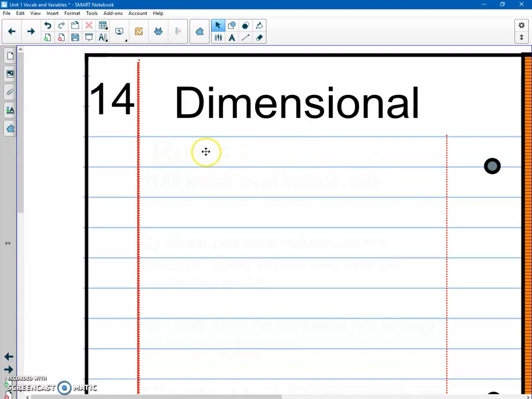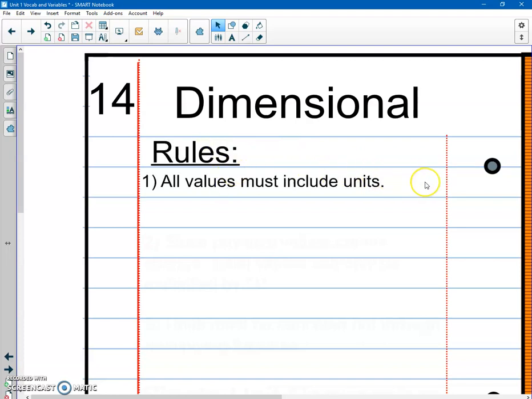So we've got 3 rules regarding dimensional analysis. Rule number 1, all values must include units. Just a reminder, if you're not sure what units are, they're those letters that are always at the end of the numbers that we have. So if we're talking about distance, the unit is going to be an m for meters, right? If we're talking about time, it might be in seconds or hours or even days potentially, right?